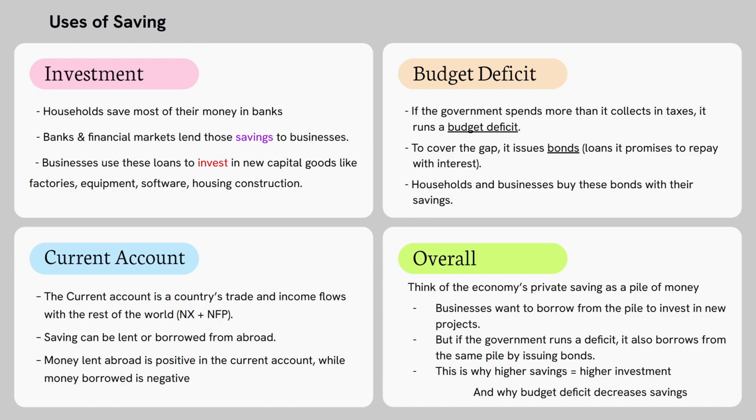And then overall, the things you should really remember, you can think of the savings in an economy as a pile of money. So businesses want to borrow from the pile to expand, invest in new projects, and make new products. And the government can also borrow from that pile when it runs a deficit. It can cover up the deficit by borrowing money. And this is why higher savings equals higher investment. The more money that is in banks and people have to save is the more money that businesses can borrow. And this is also why budget deficit decreases savings.